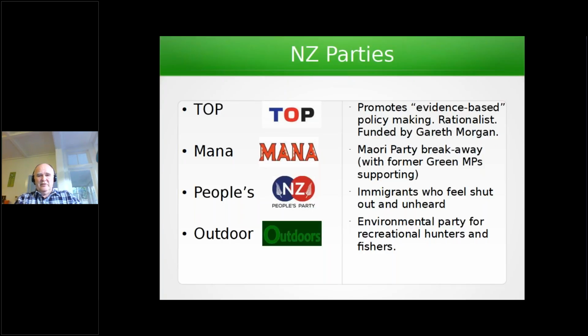The Outdoor Party is your environmental party for your recreational hunters and fishers. I checked out their website. You might want to. It's kind of an interesting thing. They want to improve the water quality and the environment for the wildlife, basically, so they can go out and shoot it and fish it. So that's pretty much what they're about.